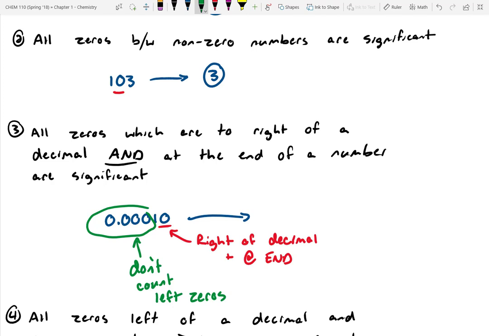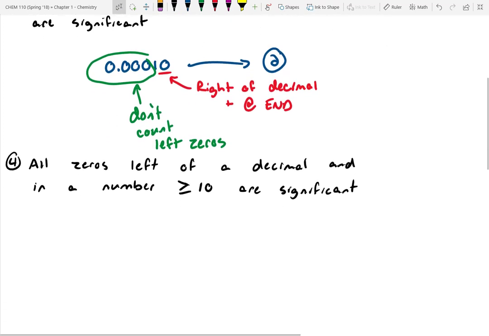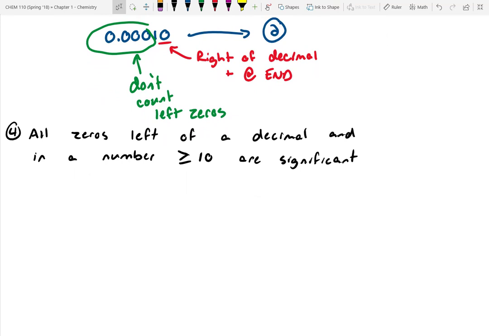All right, so this one actually only has 2 significant digits. Like I said, you don't want to count any zeros to the left-hand side of a number or at the far left-hand side. However, if you've got a 0 at the far right-hand side, you only count it if there's a decimal point shown. We'll do some practice with these two. All right, the next rule says that all zeros left of a decimal and in a number greater than 10 are significant. So I'll show you what I mean by this. So if we look at this one, this 0 is left of a decimal.